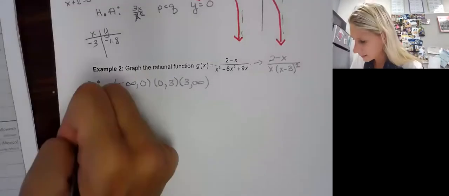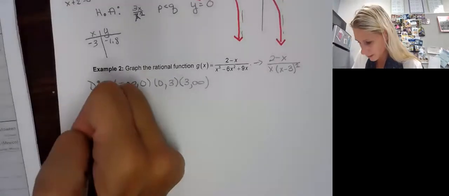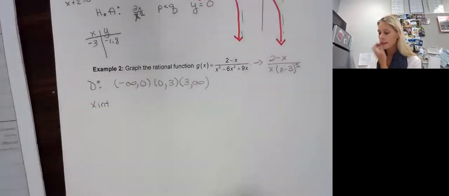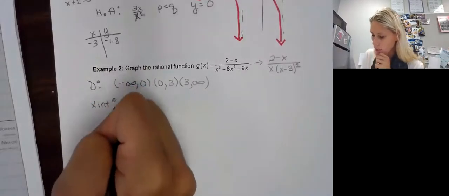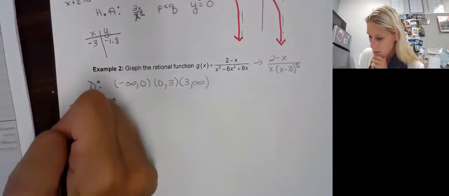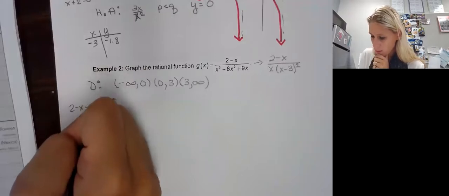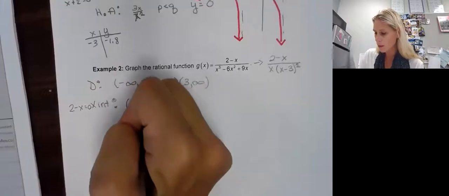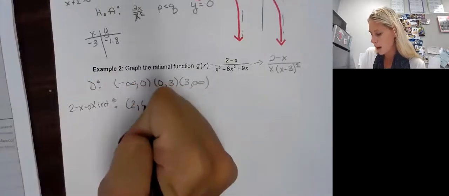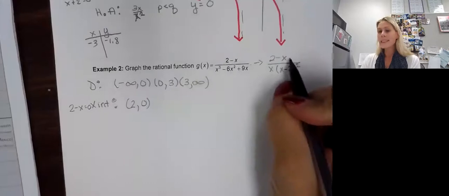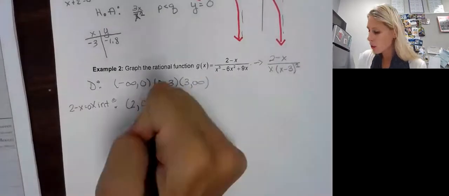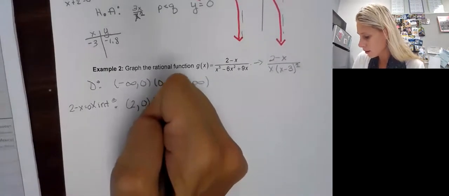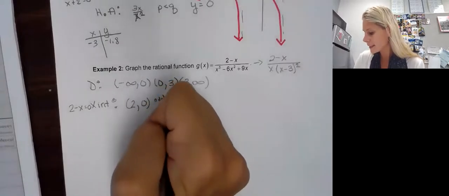Let's do our X-intercepts next. Okay, set our numerator equal to 0. When I do that, I get that x equals 2. Remember, at an x-intercept, y is 0. This is to the first, so this is an odd, which means it crosses.